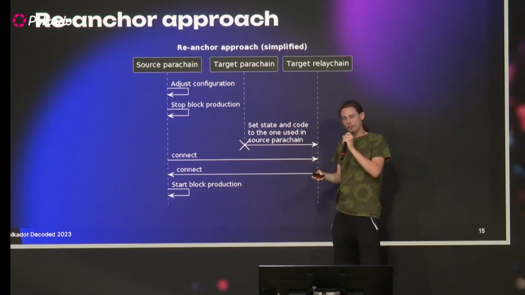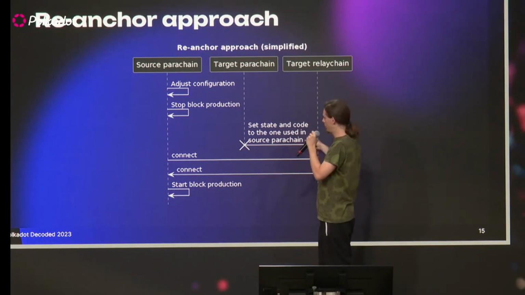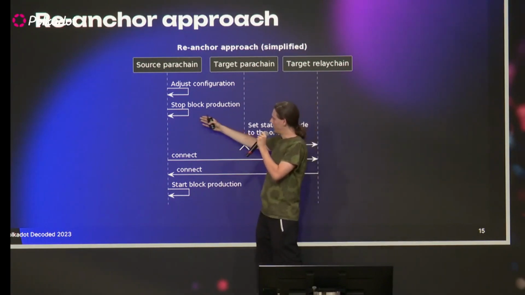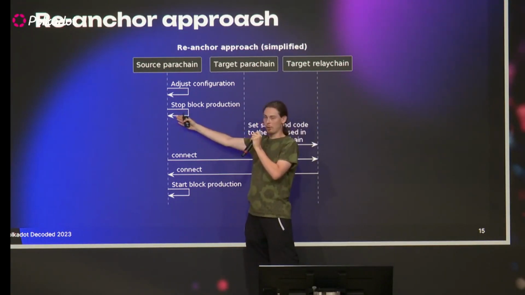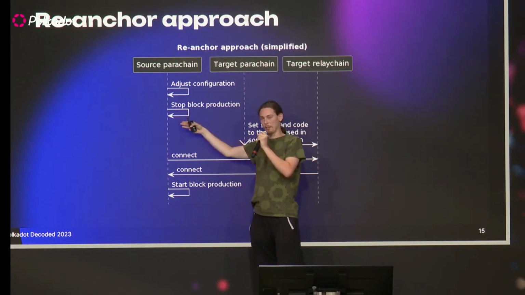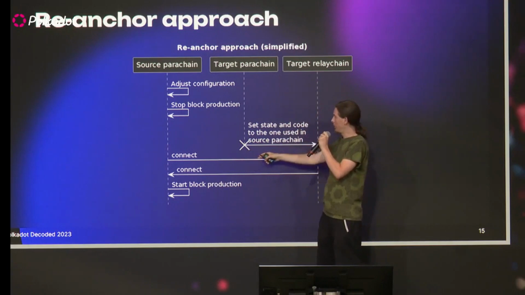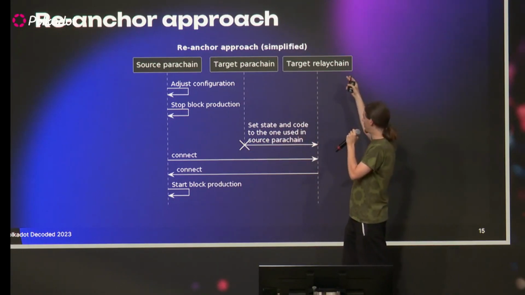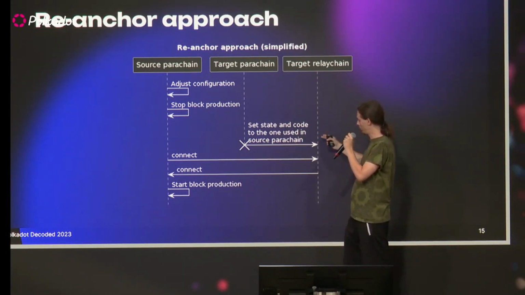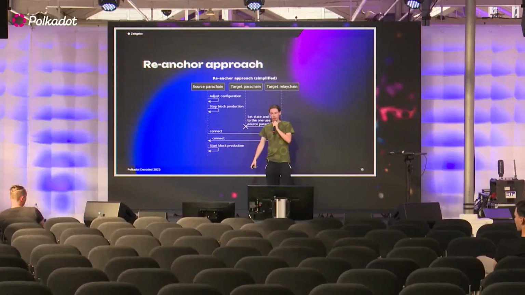its state transition logic, the runtime, to the latest ones on the source parachain that you just adjusted and stopped previously. And after that's done, you just connect the source parachain using a chain spec to the target relay chain, to Polkadot, and the block production can go on. That's the whole idea of how the re-anchoring works.